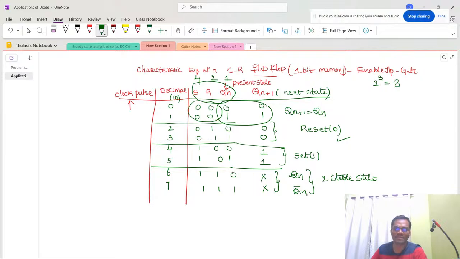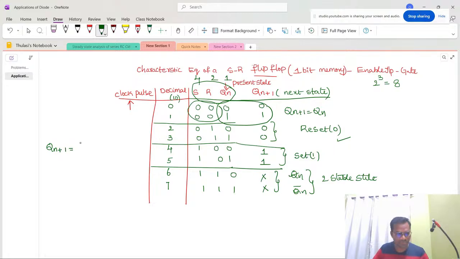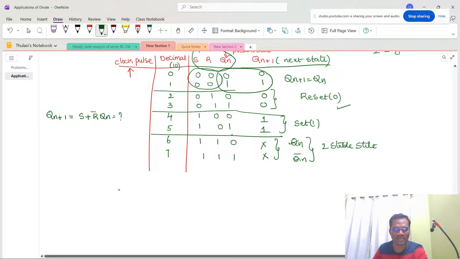Now I need to derive the expression for Qn plus 1, which is nothing but the characteristic equation, and we are supposed to get the value as S plus R bar Qn. So how to get this value? Now let us try to do it here. We are going to have S, R, Qn. So now let's try to develop a K-map.